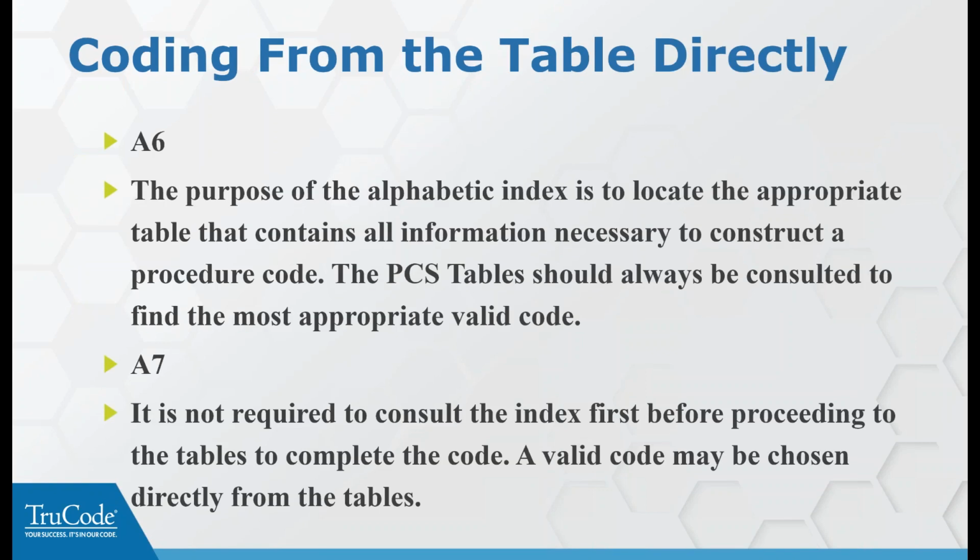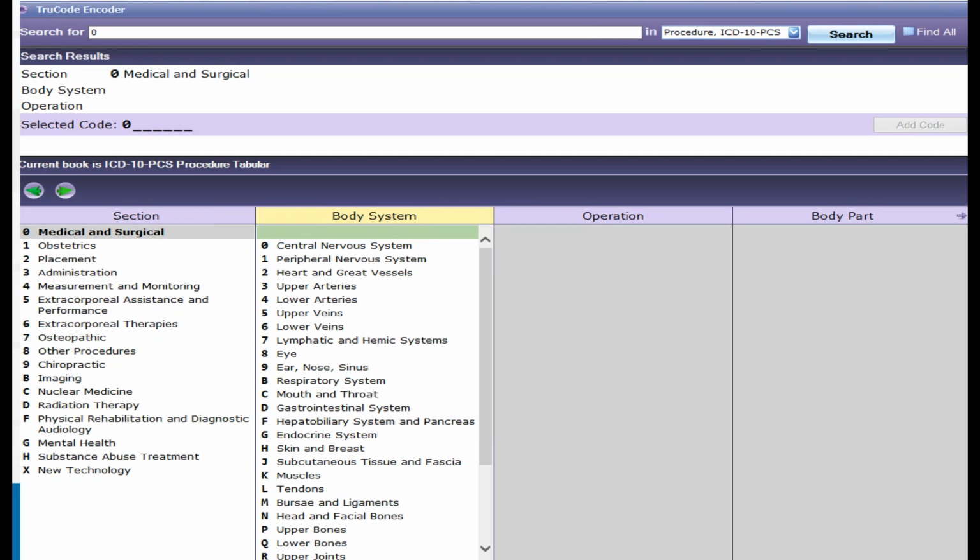Now remember that in the official coding guidelines it does say that you do not have to use the alphabetic index, and so if you feel comfortable in knowing what those definitions are, you can code directly from the table. So this just shows you, and I'm showing you in TruCode, basically you start off, you can see here I just put in a 0 to open up the procedure tabular in PCS, and then you just go through the table.